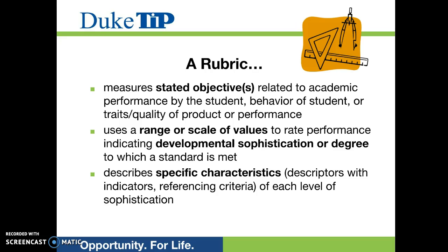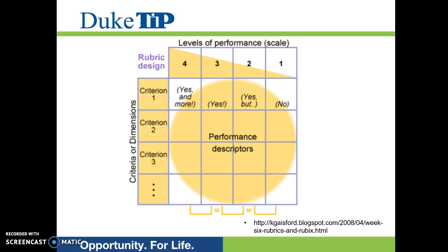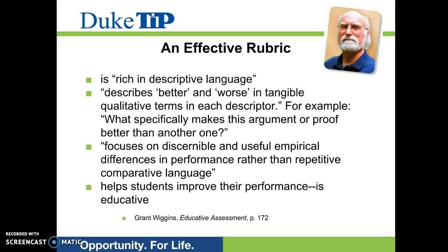So a rubric is a measure of stated objectives. It uses a range or a scale that reflects developmental sophistication or degree to which a standard is met, and it's highly specific with descriptors, with indicators that reference back to the criteria about each level of sophistication. Is it a 1, 2, 3, or 4 performance level? So just giving us a quick little grid here, picture you're building a course-specific rubric. You're probably going to have a minimum of 3 criteria. 2 we will certainly accept, but you probably want 3 because if you're doing a complex performance task, there are probably multiple levels.